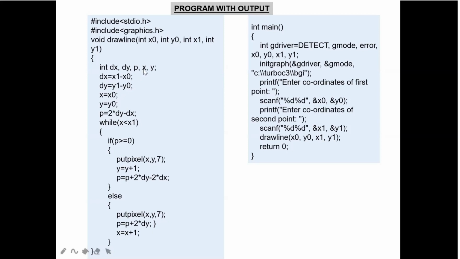Next, you have to take some new variables where you keep your first endpoint in safe mode. So I'm transferring my first endpoint values to x and y, because once I start calculating, my x0 and y0 values will get changed. So here I have kept my first initial value in x and y. Then next the formula comes. The p value we are going to calculate is 2 dy minus dx.